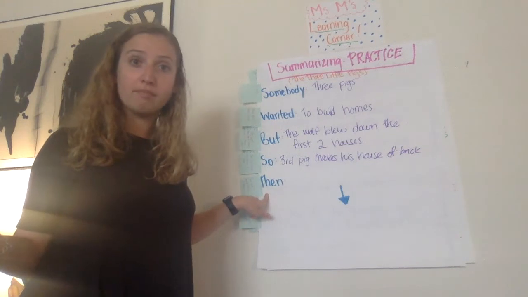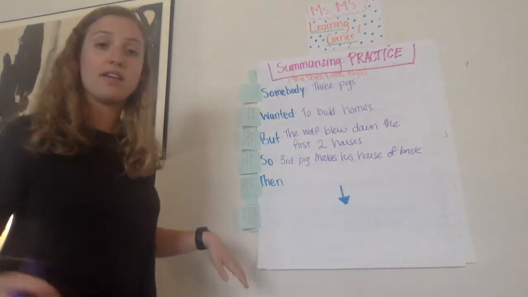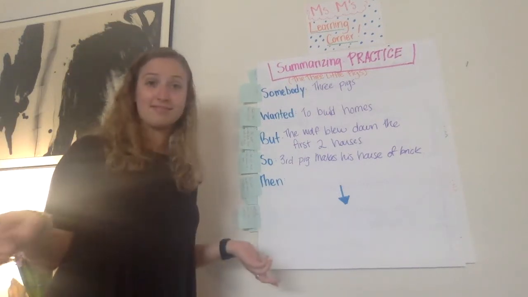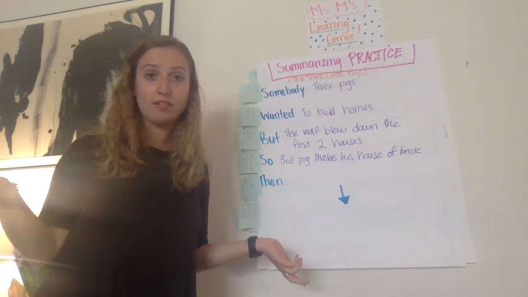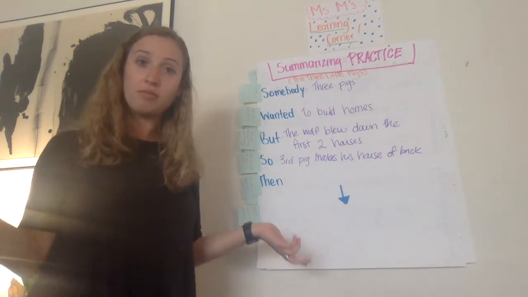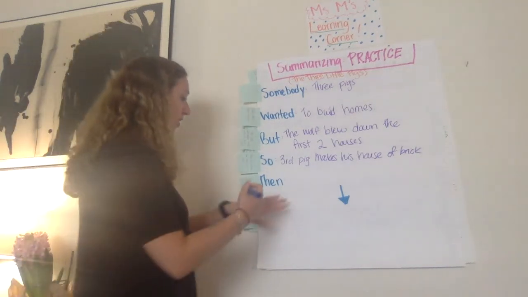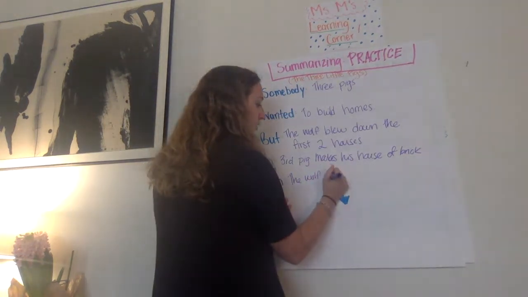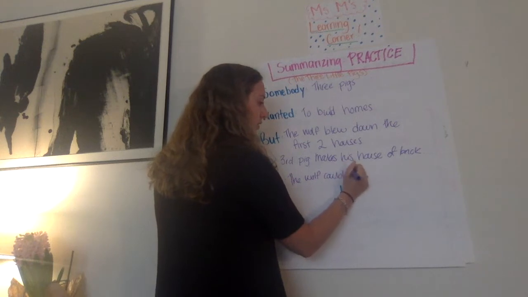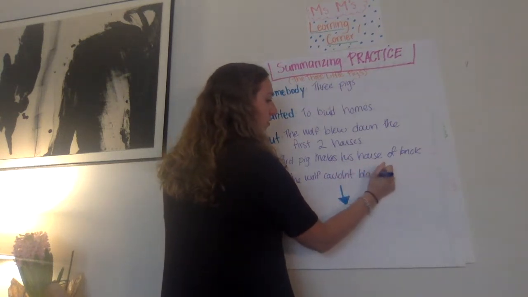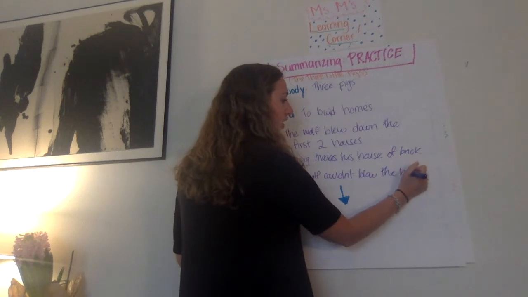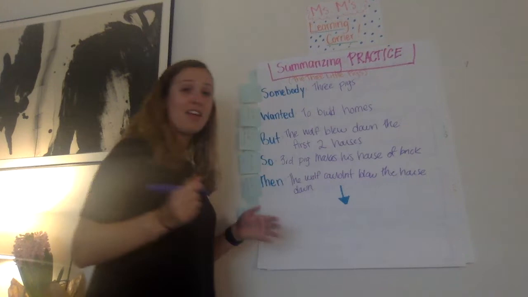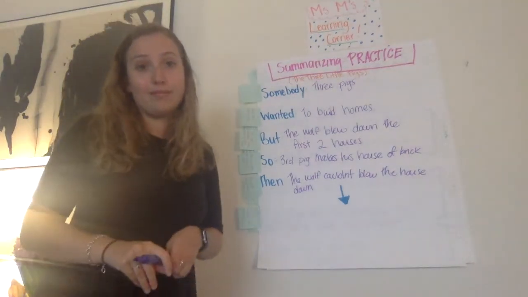Then we need to wrap it up nice and tight. We have our then at the end of our story. Then, what happens? Could the wolf blow down the third pig's house? No, because the pig solved the problem. So then, the wolf couldn't blow the house down, and the pig lived happily ever after.